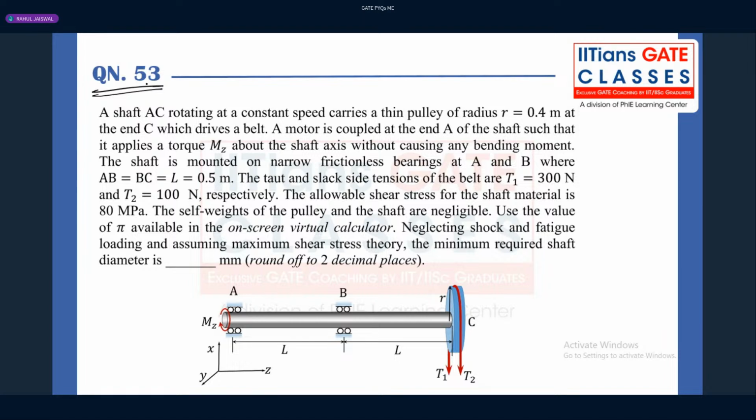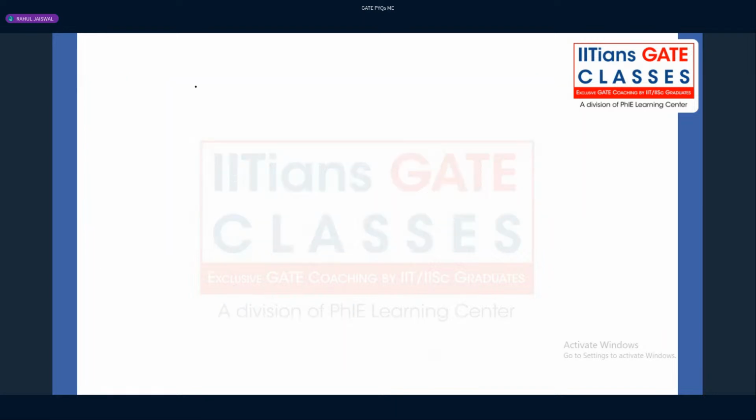Even in some problems in machine design they have considered the weight. You have to go through that. Now again, neglecting the shock and fatigue loading and assuming the maximum shear stress theory, what is the minimum diameter required to sustain this much loading, guys? Right. Now, let me explain this particular problem.